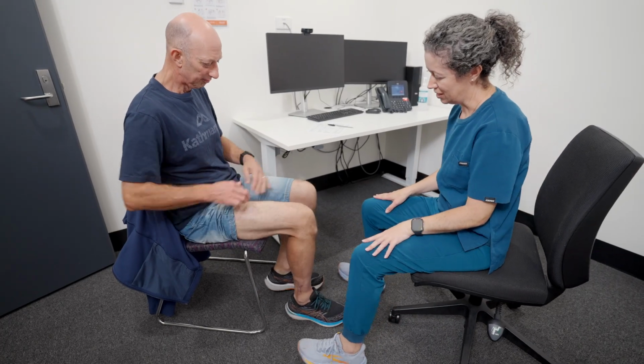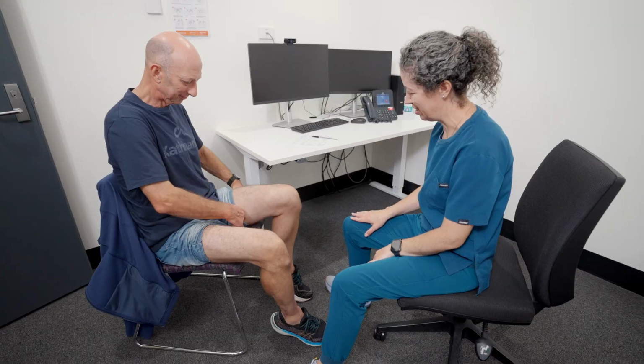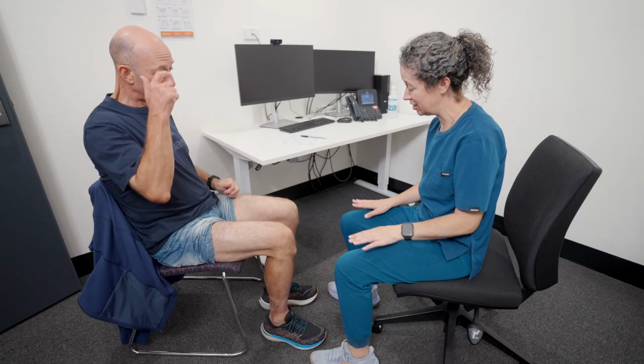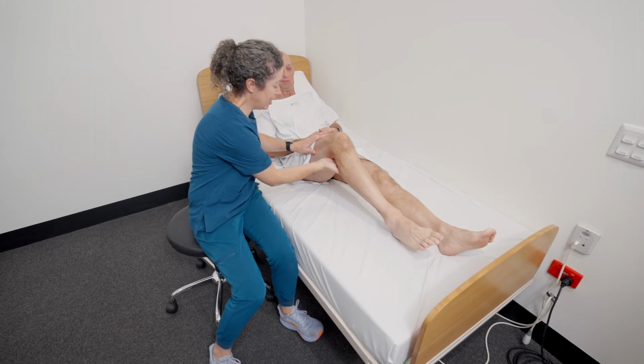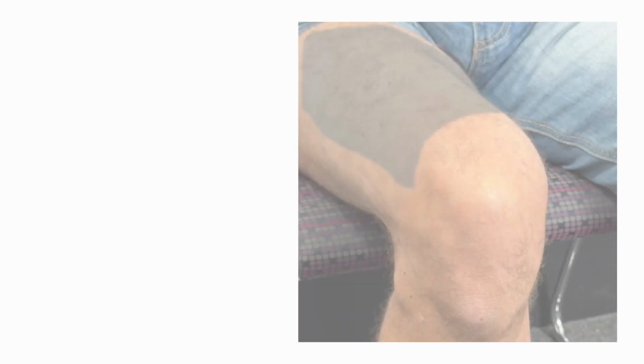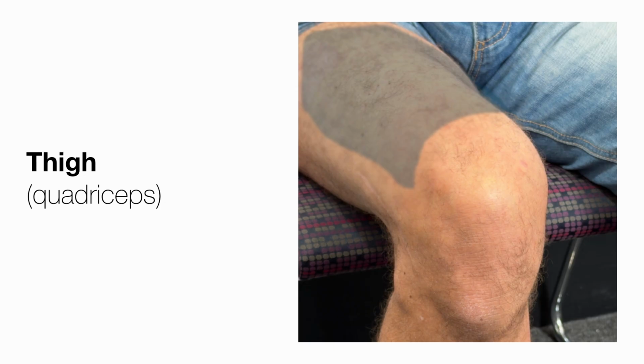The leg muscles are best assessed sitting upright, slightly forward in the seat with feet resting flat on the ground. If the patient is in bed, lift the knee up so that the leg is bent at a right angle. Assess the thigh or quadriceps by palpating from mid-thigh towards the knee.